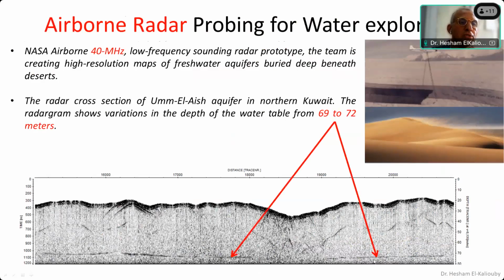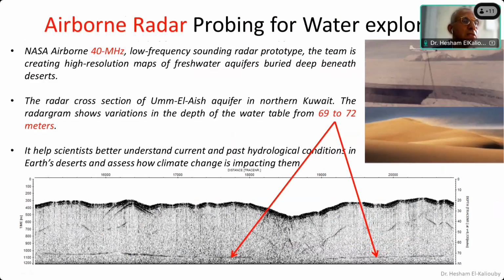Take the water table here. This is dry sand, and this is the water table. So this is very useful for scientists to study the past hydrological conditions in Earth's deserts and assess how the climate changed. This is a very good investigation for desert areas using an airborne radar.